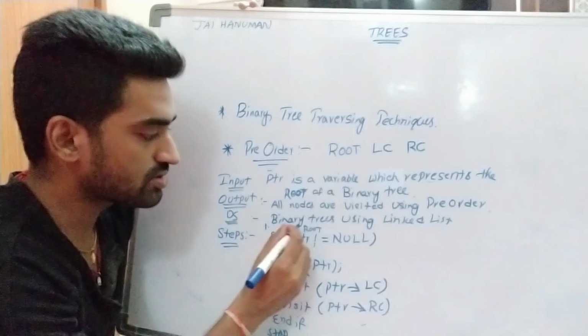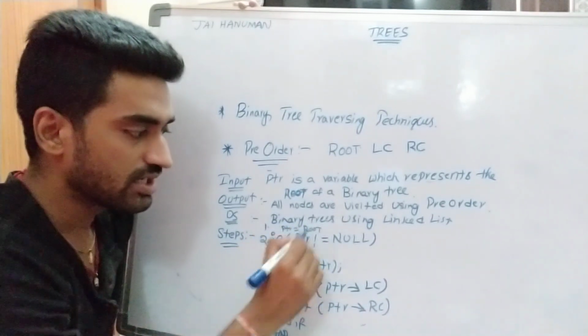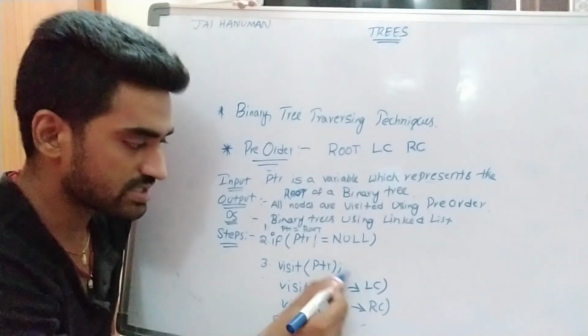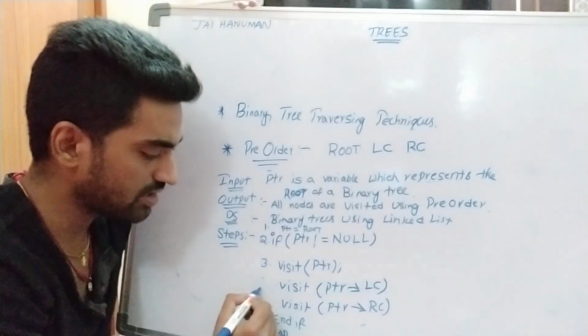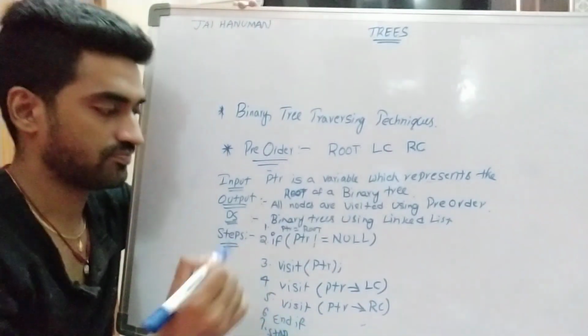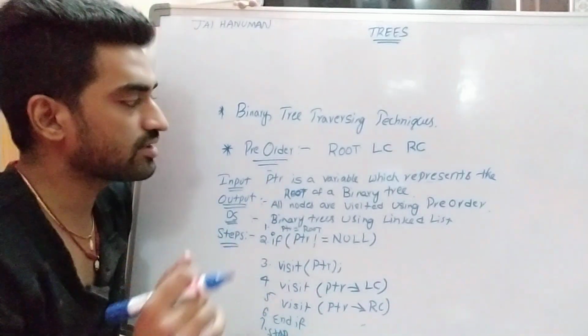First of all, we store the root value with the help of a pointer variable. Then we are checking the condition. If the condition is true, then visit the root, then visit the left child, then visit the right child. So 4, 5, 6, 7. Right? So this is about the pre-order traversing technique.